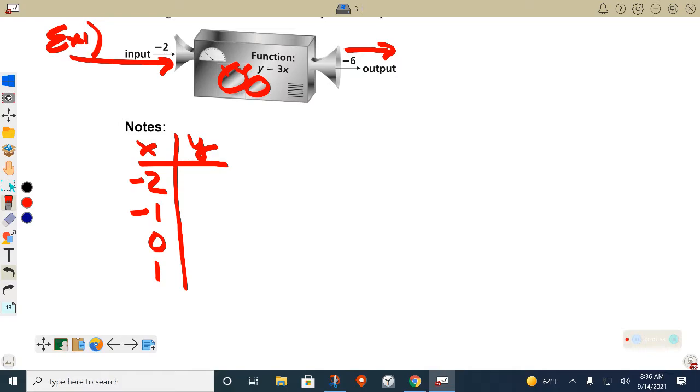So the first input is -2. Look at the function. y equals whatever you put in for x. The y will equal 3 times the x. So let me do the math right here. Inside the machine is a -2. So I'm going to put 3 times -2, so y becomes -6. They did it for us. Nice. Look at -2, -6. So far, so good.